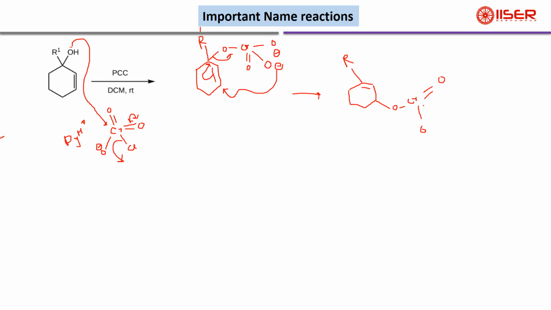The next step, it will undergo the alpha hydrogen elimination. Now because there is a hydrogen available, it will take this and this comes here. So the product will be an allylic ketone. Okay. Let's go to the next one.